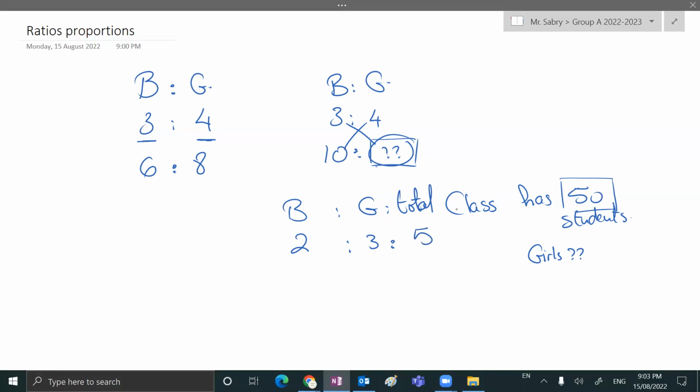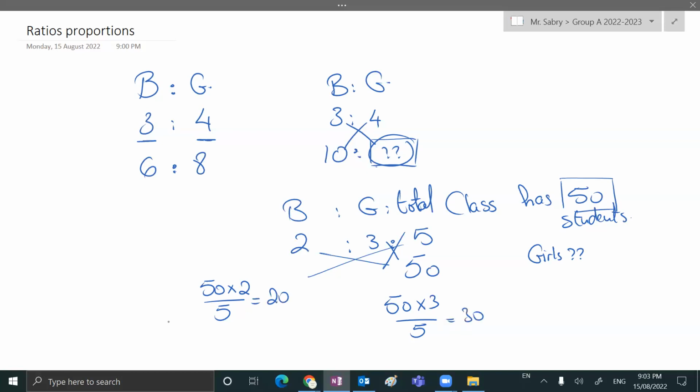Now, since I have something called the total, I can put under that one the total number of the students, which is 50. If I want to know how many girls, I'll cross multiply 50 times 3 divided by 5. If I want to know how many boys, I'll cross multiply 50 times 2 divided by 5. This will come out as 20 and this one will come out as 30. Does this make sense, everyone?